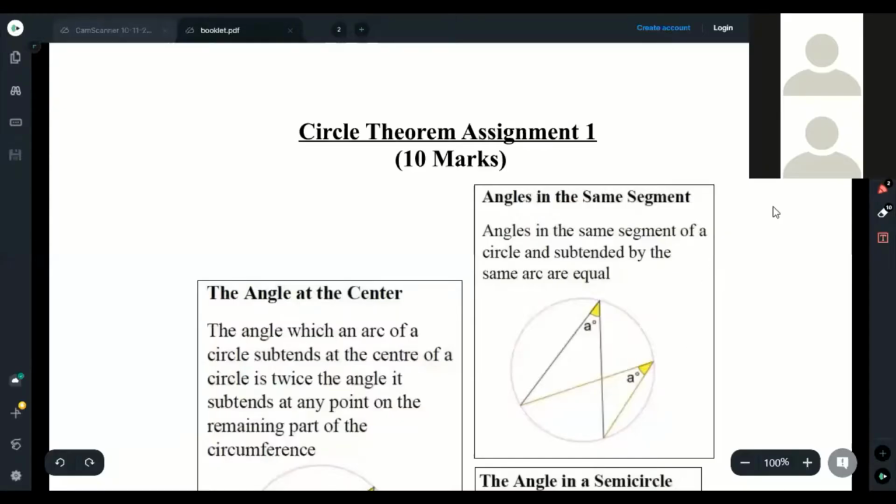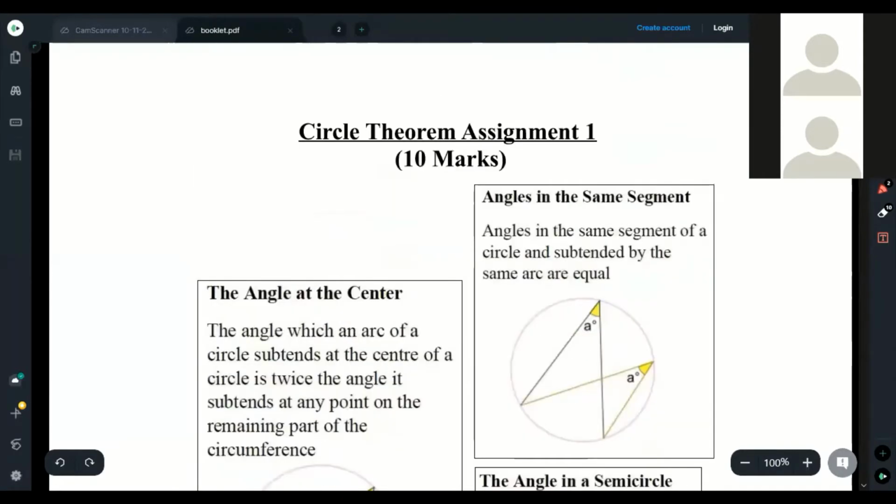Today we're looking at circle theorem. That's the topic for today. I want us to take a look at the assessment. So let's do that. Okay, this is the assessment for this week.